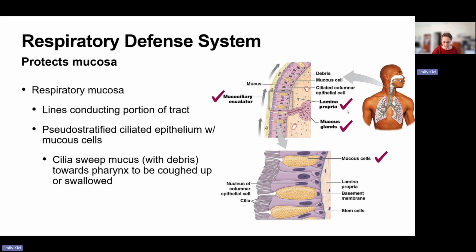This lamina propria is underlying areolar connective tissue that's going to support the epithelium here. And we really see these mucus glands in the upper respiratory tract and then in the trachea and the bronchi. They're very prominent. So we have what's known as cilia, and it's going to sweep mucus, and with the debris that's caught in it, towards the pharynx, where it's going to be coughed up or it's going to be swallowed. And we call this the mucociliary escalator. It's the escalator that all those debris are going to take out of the body.